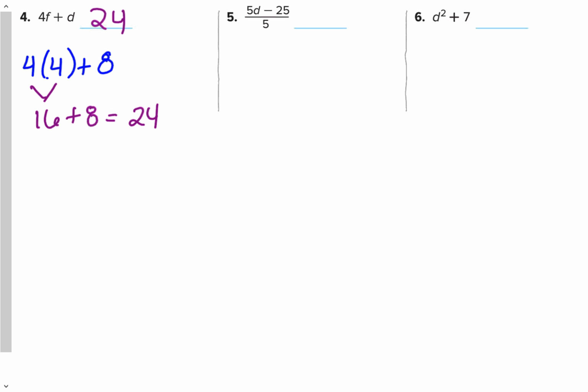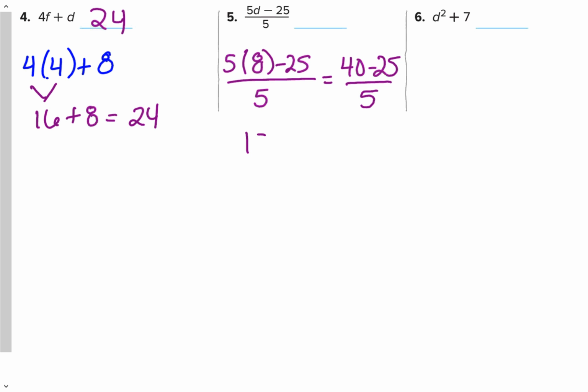Our next one, 5d equals 8 minus 25 over 5. So we're going to evaluate our multiplication first. So we have 40 minus 25 over 5. Let's go ahead and simplify that. 40 minus 25 is 15 over 5, and that equals 3.